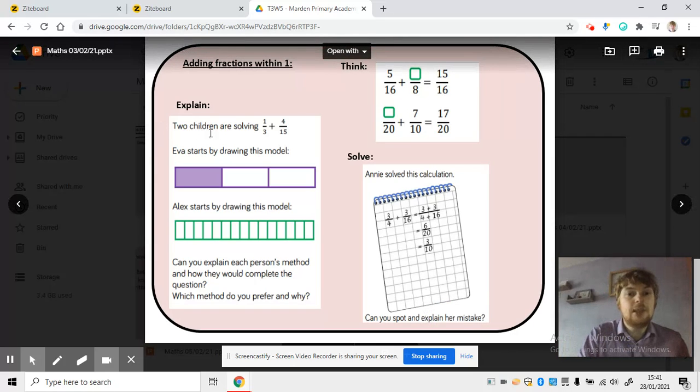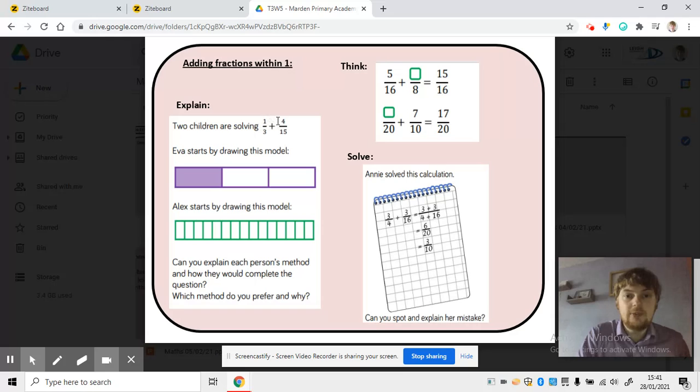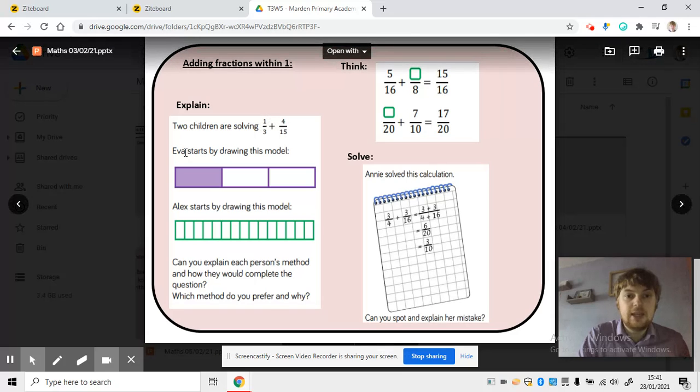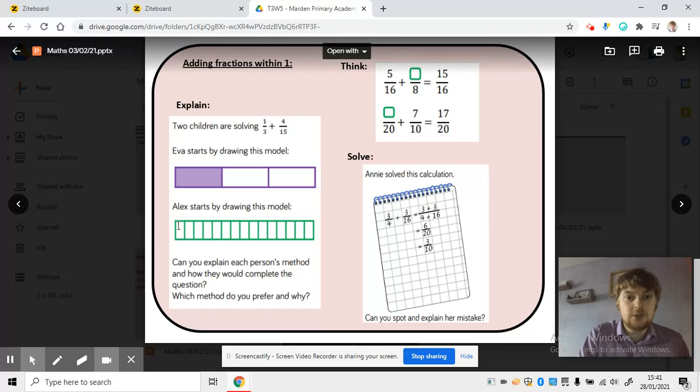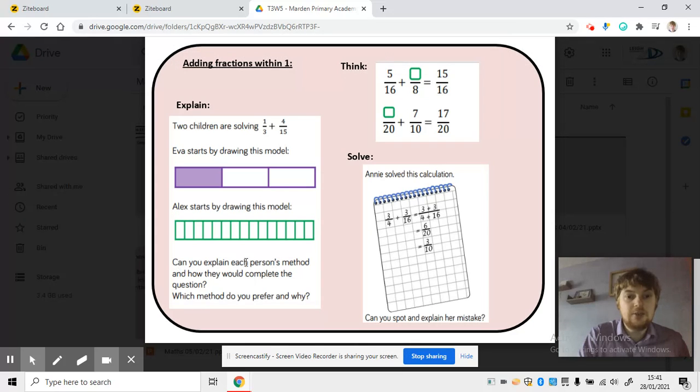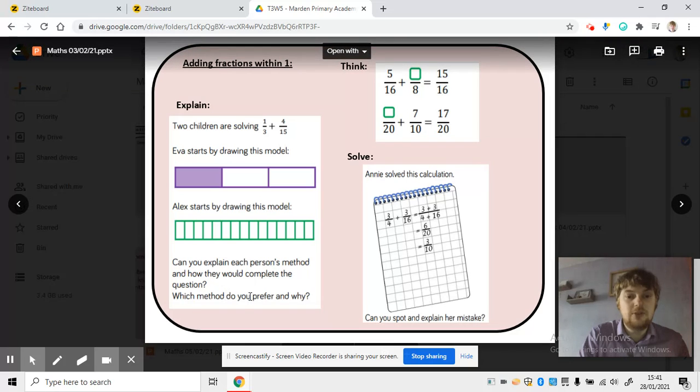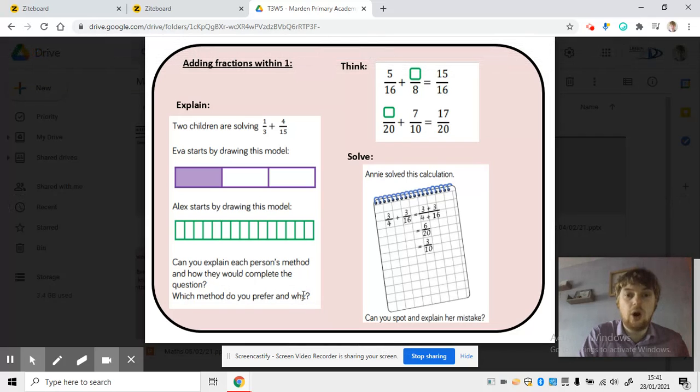Then on your explain, 2 children are solving 1/3 plus 4/15. Eva starts by drawing this model. Alex starts by drawing this model. Can you explain each person's method and how they would complete the question? Which method do you prefer and why?